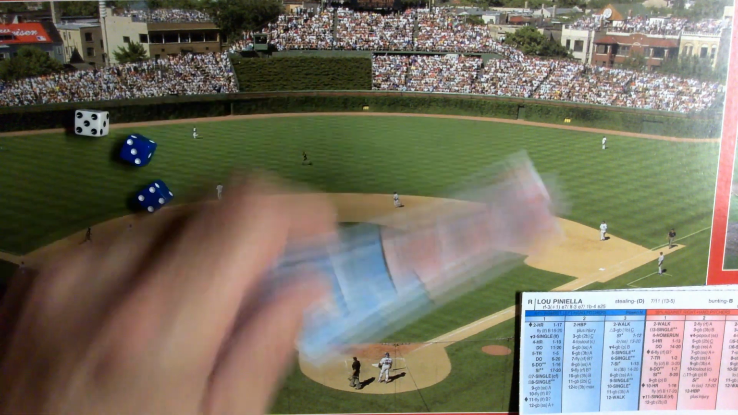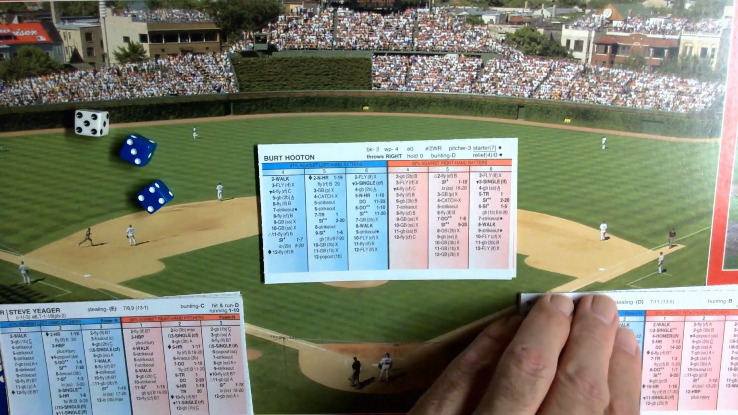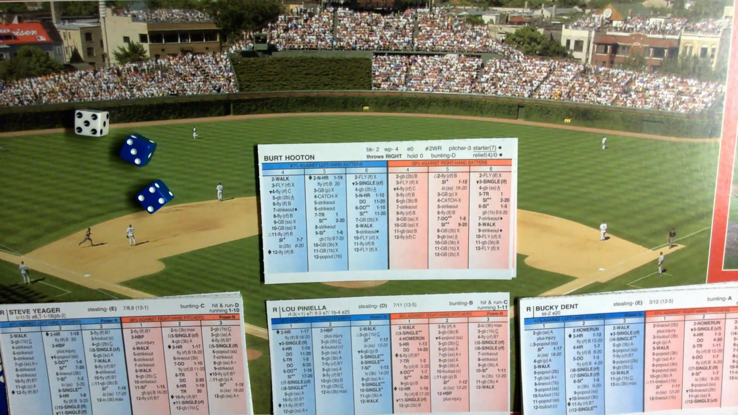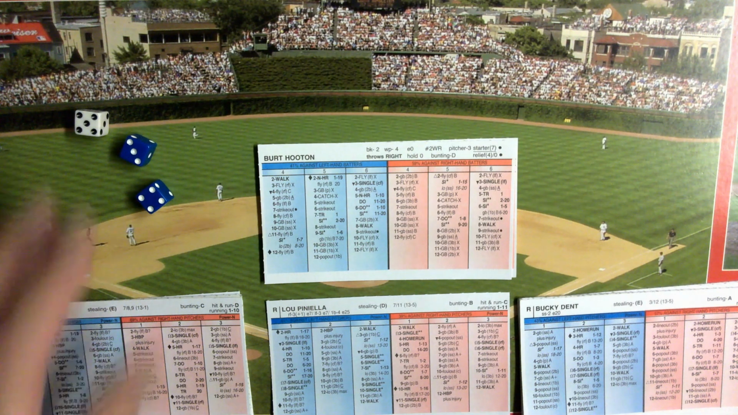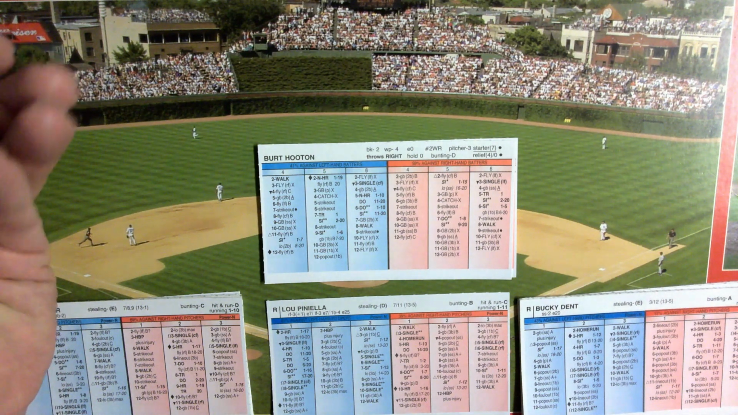Hooton's back on the mound. No activity in the Dodgers pen, so Hooton may be pitching towards a complete game here in the deciding tilt of the 77 World Series. So we've got Piniella, Dent, and then the Yankees pitcher Tidrow. So Piniella's up first, 0 for 2 on the day.